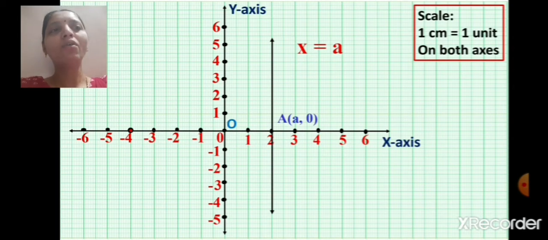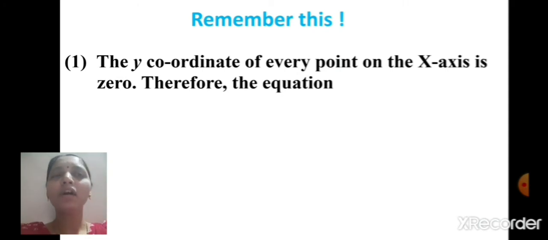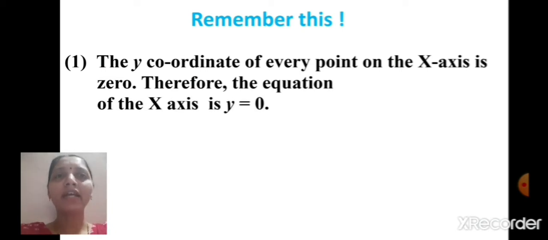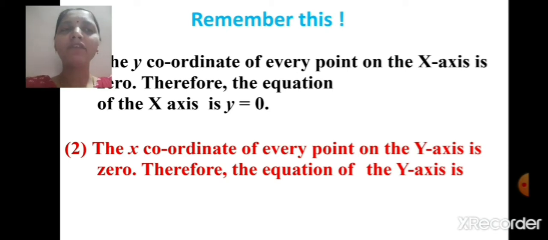Now let's see some points which you have to remember. The y coordinate of every point on the x-axis is 0. Therefore, the equation of the x-axis is y equals 0. The x coordinate of every point on the y-axis is 0. Therefore, the equation of the y-axis is x equals 0. These points you should remember.